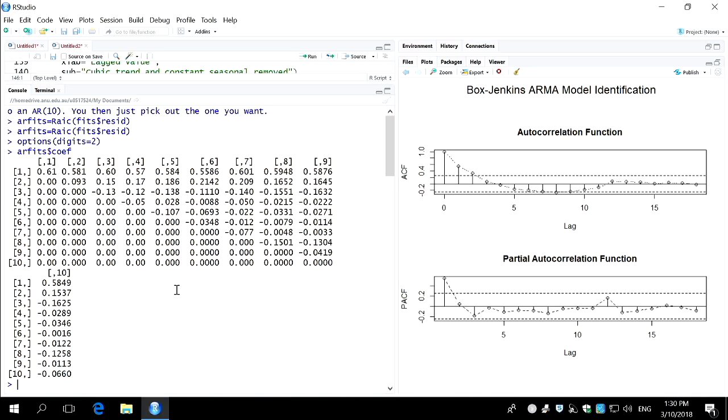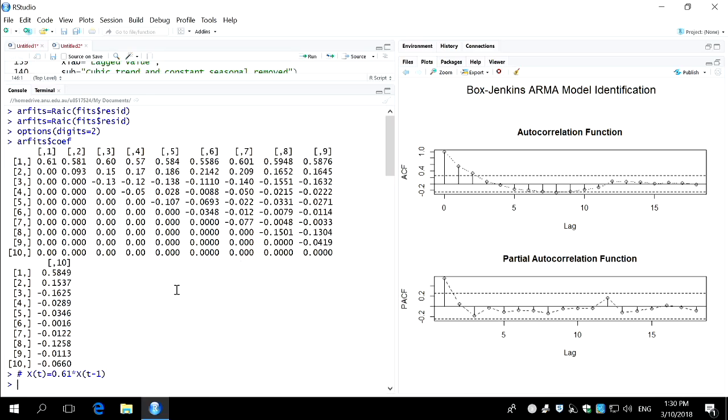Which one do we want? The first one, right? So we just pick out this one. So our model for dependence is xt equals 0.61 times xt minus 1. That's my model for dependence. Okay?